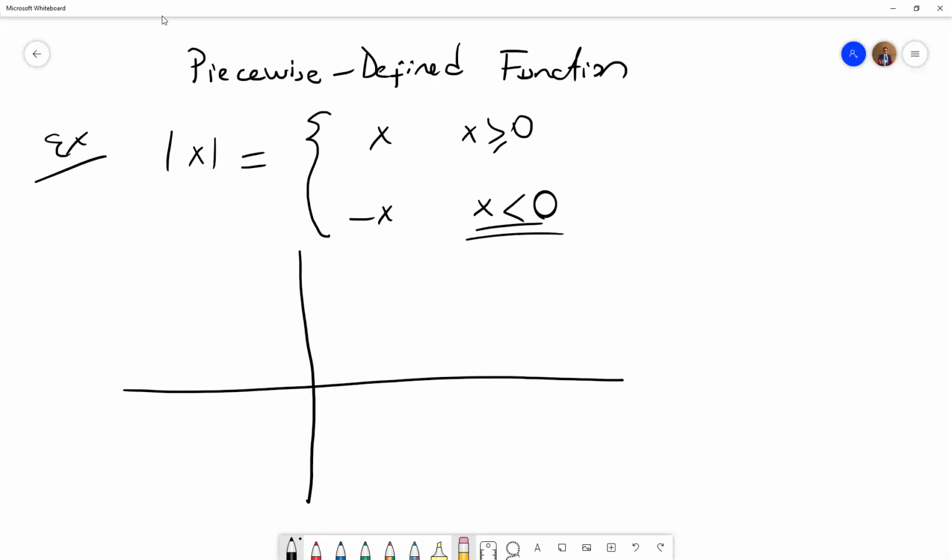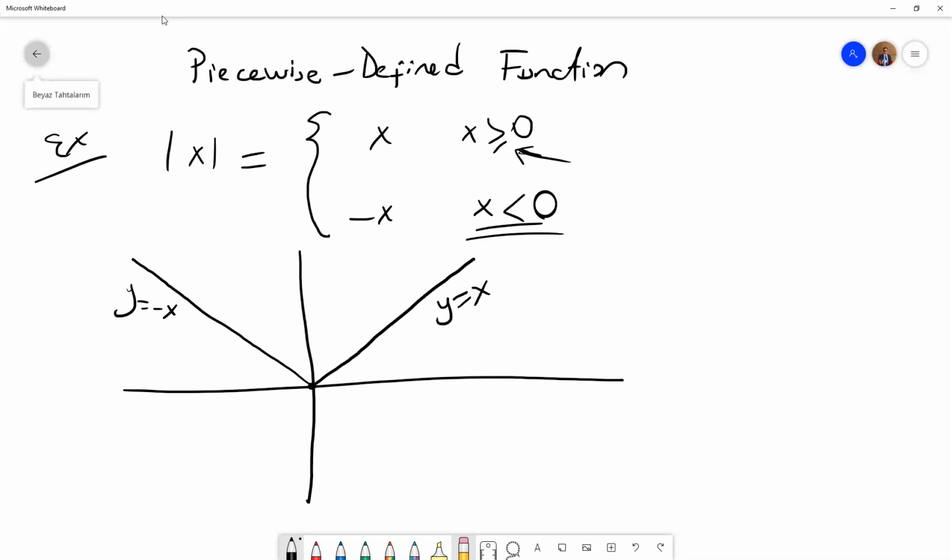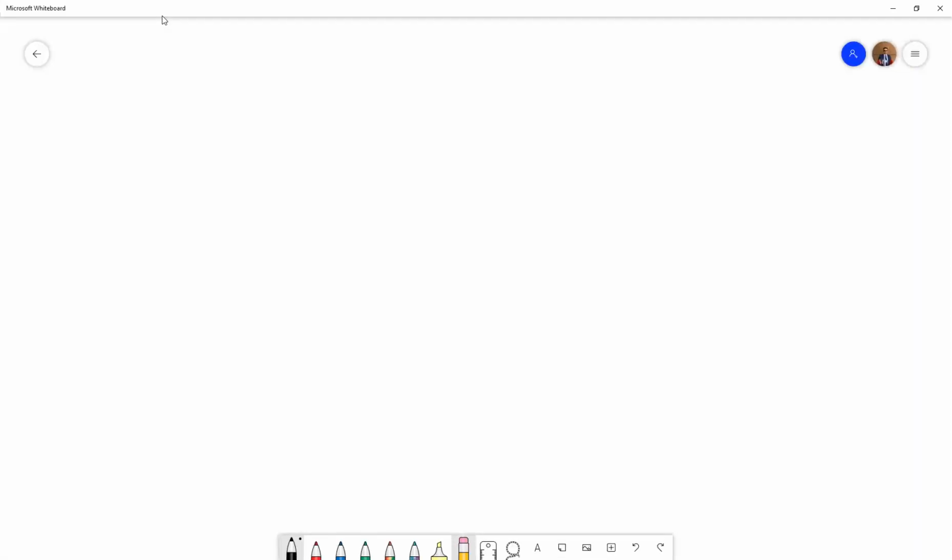When it is smaller than 0, I mean negative, it is minus x. You know that minus x is like that, decreasing function. y is equal to minus x, this one. And starting with the point origin, it says when it's equal and bigger than 0, so it's kind of like that. And this is y is x, is our piecewise defined function. Maybe we can give a different example for this piecewise defined functions, maybe harder one.